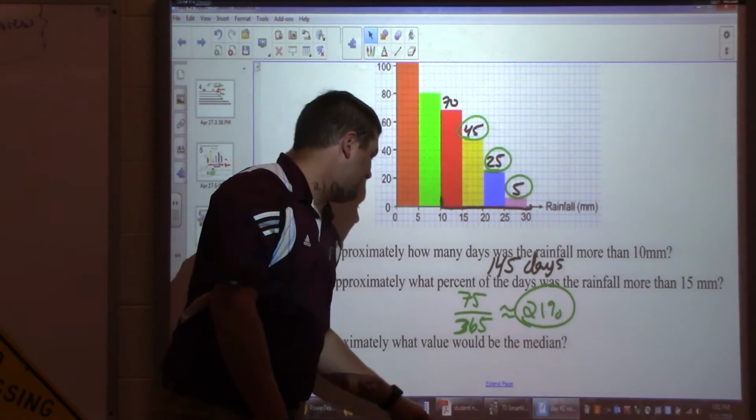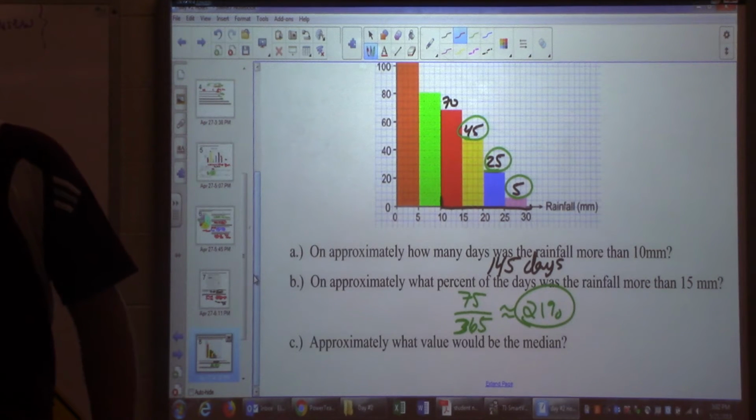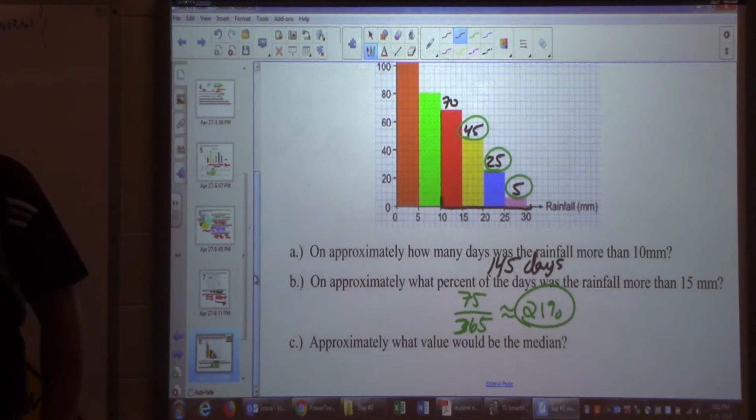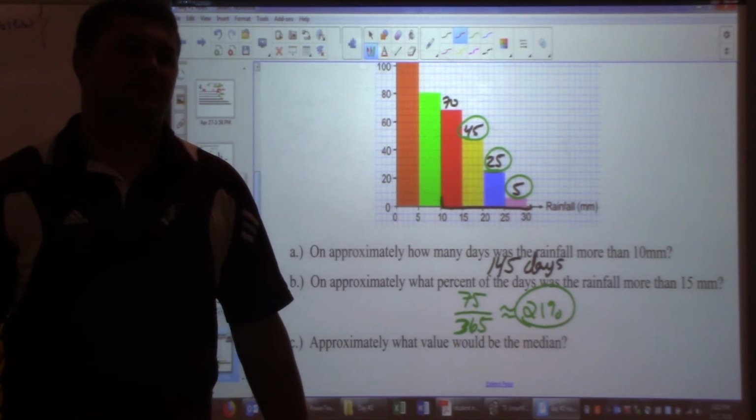Alright. Approximately, what value would be the median? Wait, how is Jim measuring the rainfall? With a rain catcher. You ever seen those things? No. Okay, well you can look them up later because we gotta get through this.